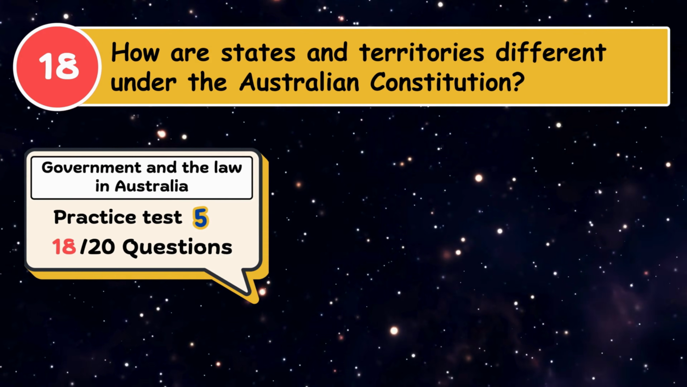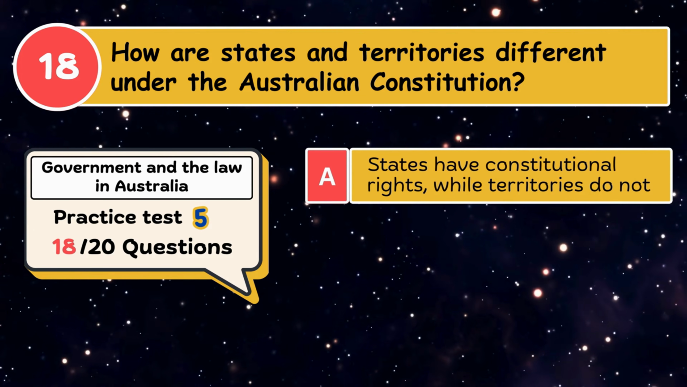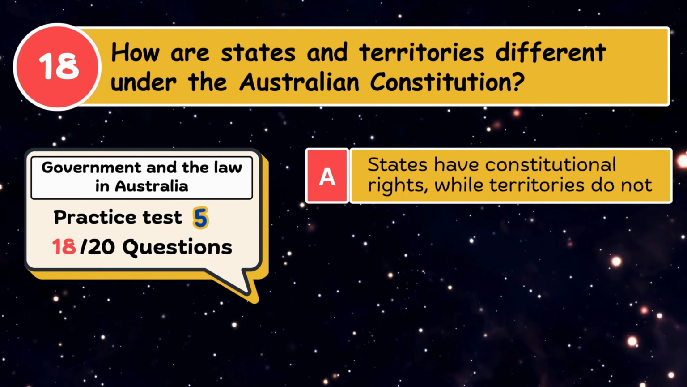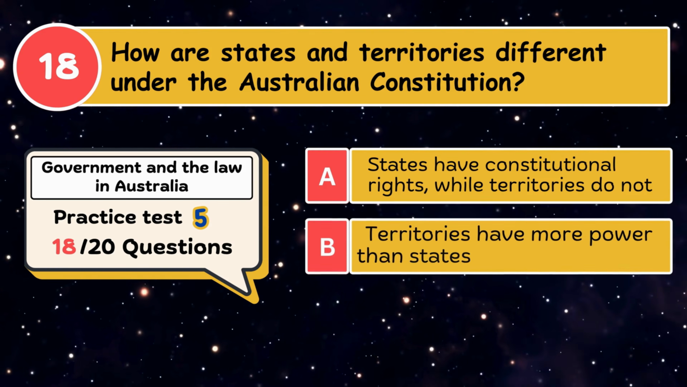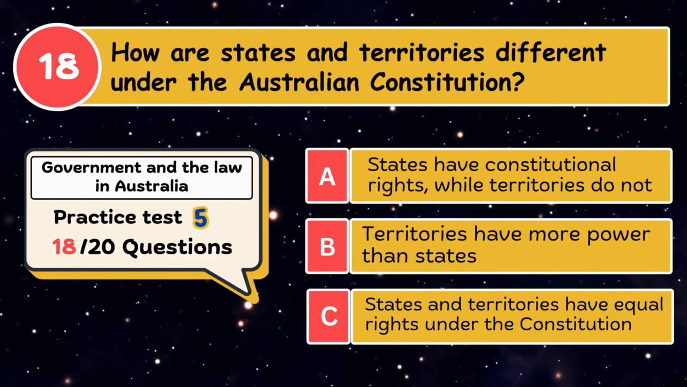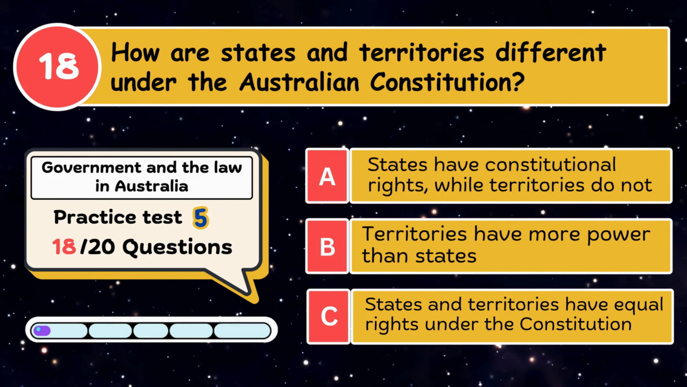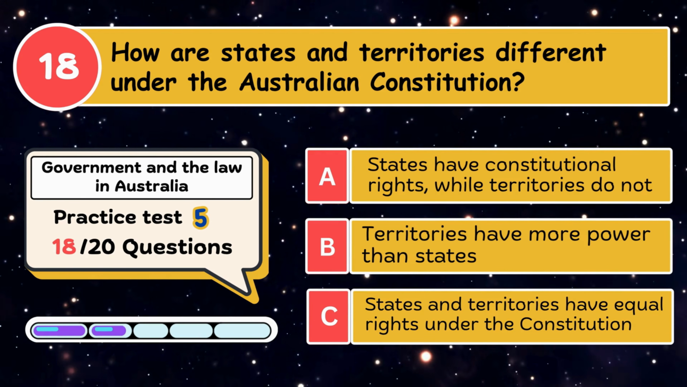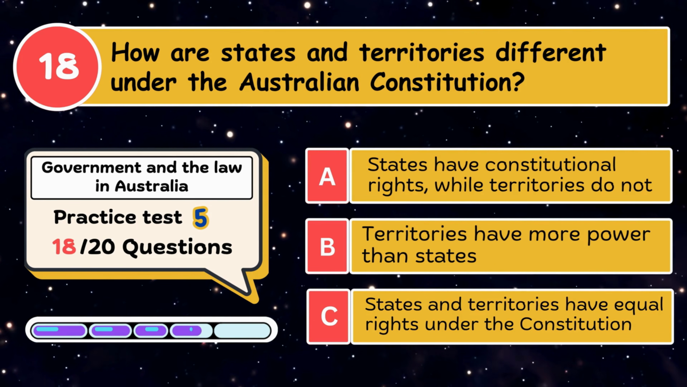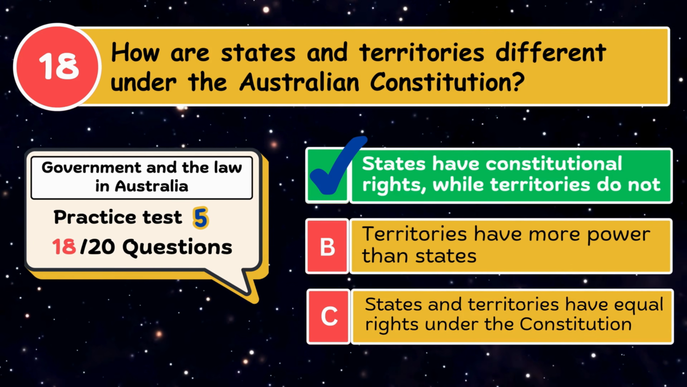How are states and territories different under the Australian Constitution? A. States have constitutional rights, while territories do not. B. Territories have more power than states. C. States and territories have equal rights under the Constitution. The correct answer is states have constitutional rights, while territories do not.